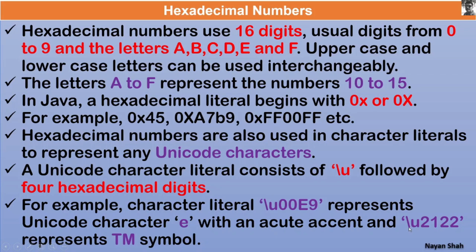And \u2122 is used to represent the trademark symbol. Only these two examples of character literals are given in the textbook, so the board is asking only these two. So remember these two codes: \u00E9 is for E with an acute accent, and \u2122 represents the trademark symbol.